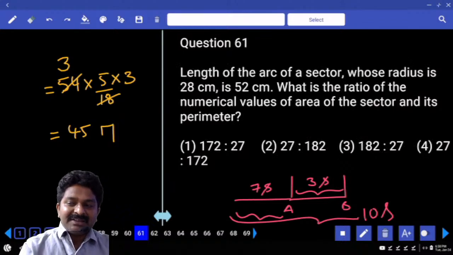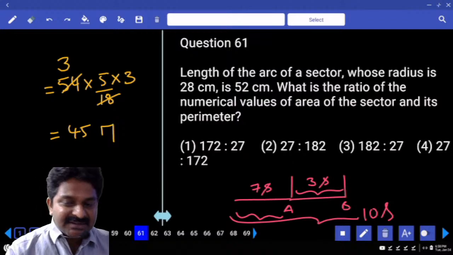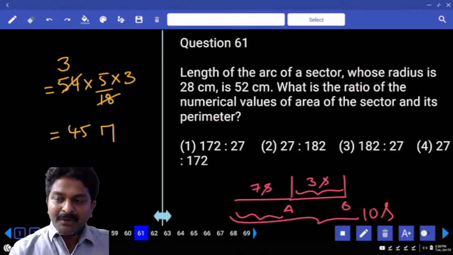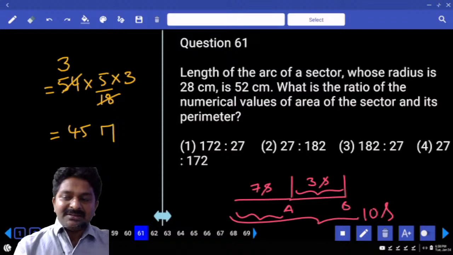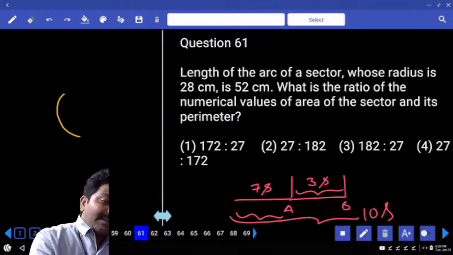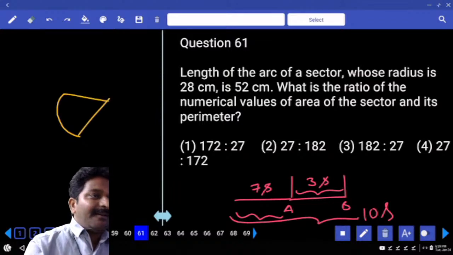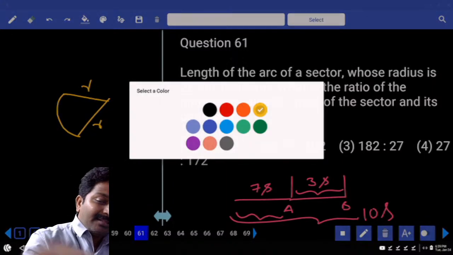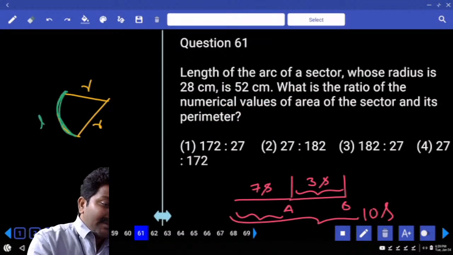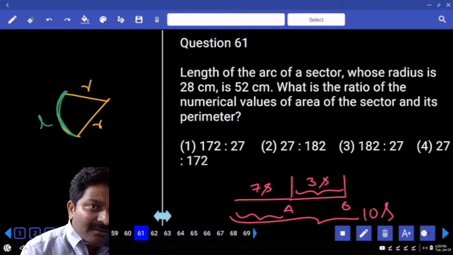Length of the arc of a sector whose radius is 28 centimeters and length is 52 centimeters. What is the ratio of the numerical values of the area of the sector and its perimeter? This is the sector, right? This is the radius, and this is also the radius. The length of the arc, that is this one. This is L.